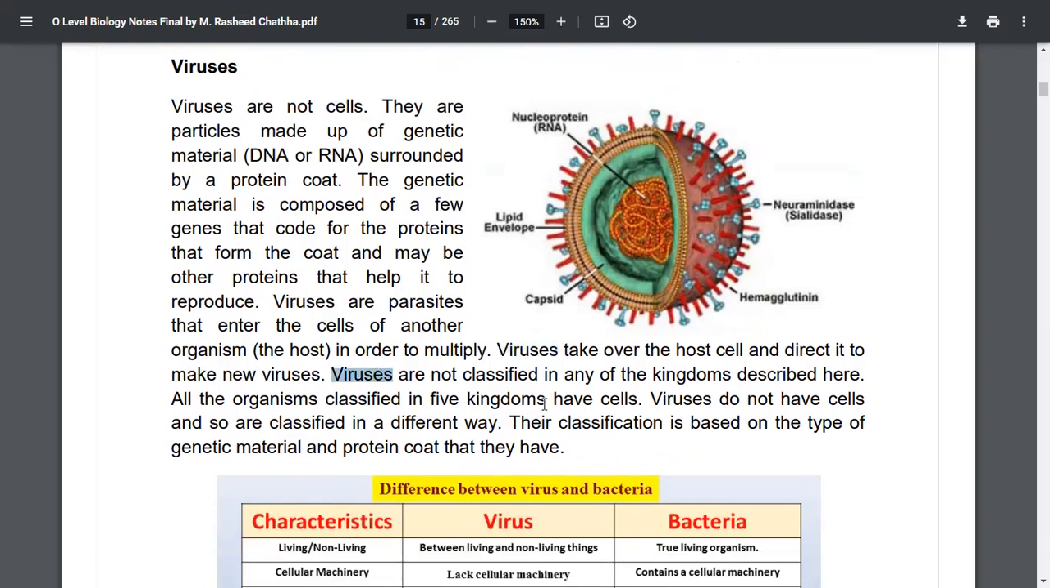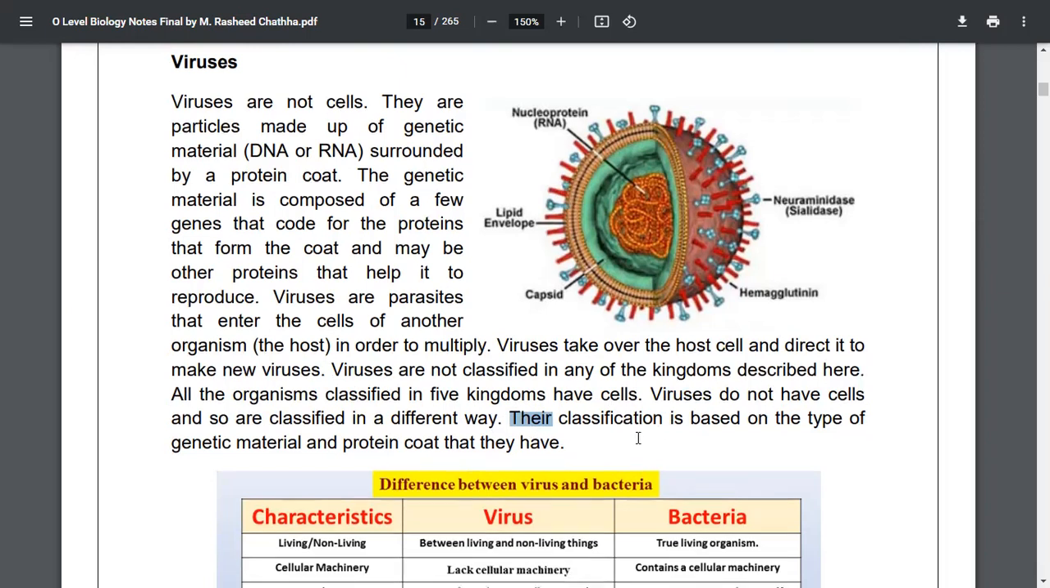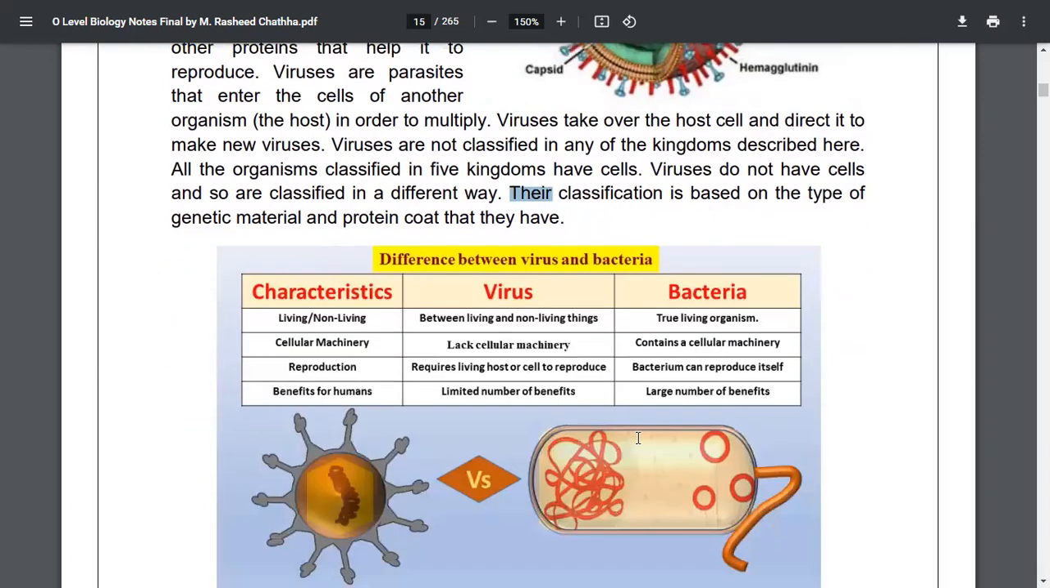Viruses are not classified in any of the kingdoms described here. All the organisms classified in five kingdoms have cells. Viruses do not have cells and so are classified in a different way. Their classification is based on the type of genetic material and the protein coat that they have.